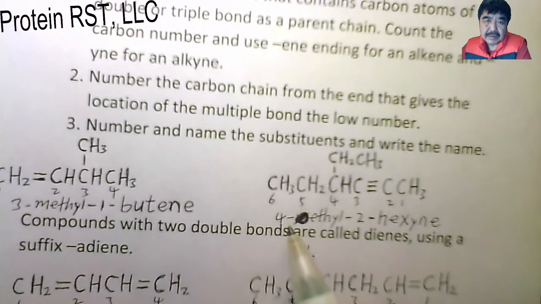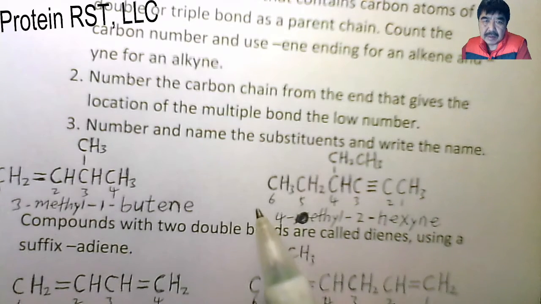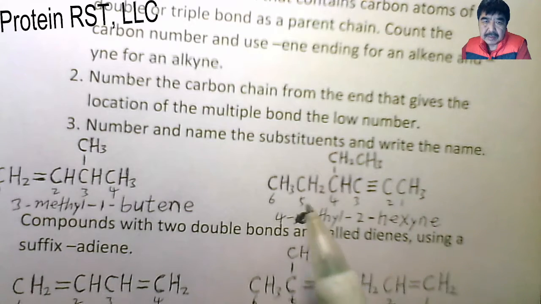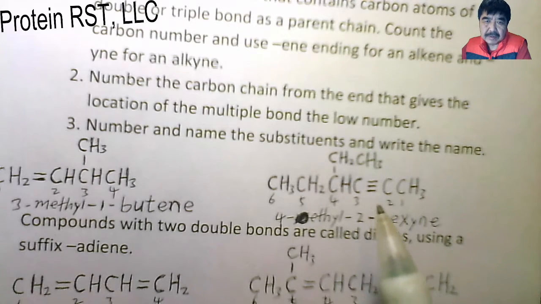This one is called 4-ethyl-2-hexyne. That means the longest chain has 6 carbons and 1 triple bond between C2 and C3, so it is called 2-hexyne. At the C4 position, there is an ethyl group.